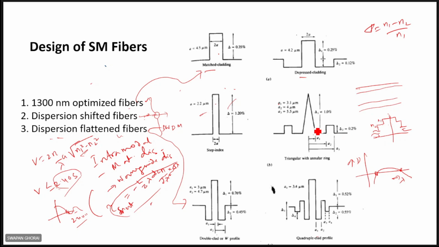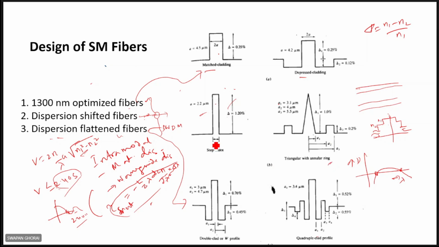This type of triangular profile, triangular with annular rings, is used in the case of dispersion shifted fibers. By properly choosing the refractive index profile of the fiber, you can minimize the dispersion effect at 1550 nanometers. Right.